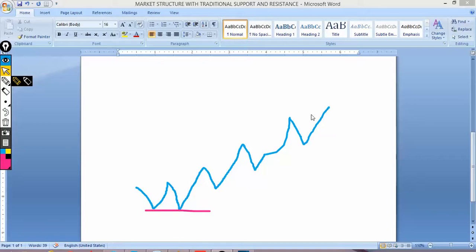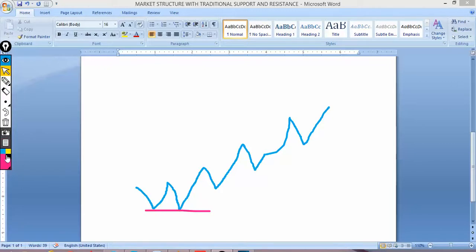Now this is a basic example of an uptrend, and in an uptrend we normally have what we call a low, a high, a lower high, then a higher high, in that order. When we go to the charts, I'll label them well for you. This is just an example. So this is an example of an uptrend.